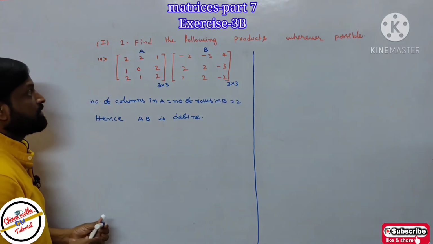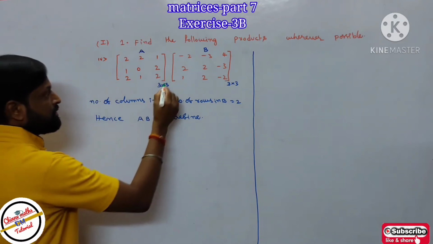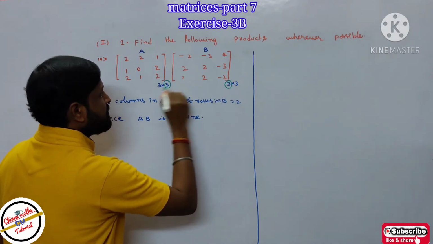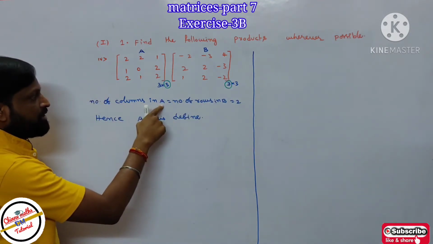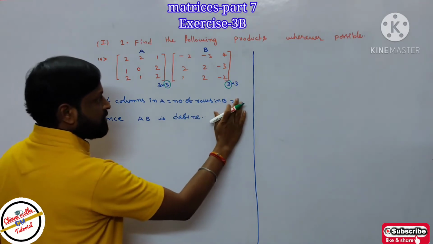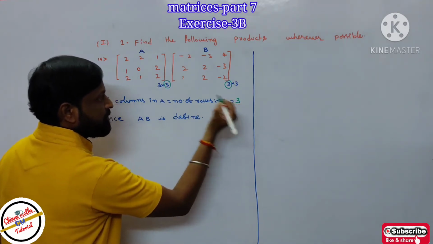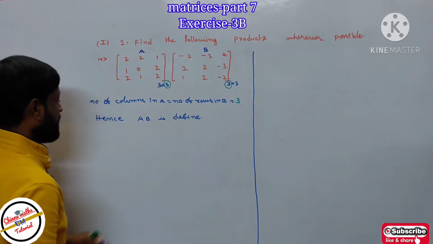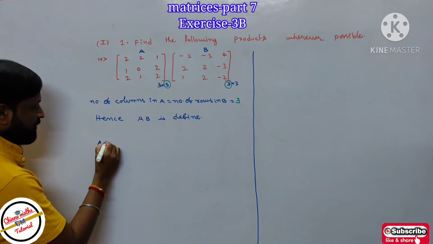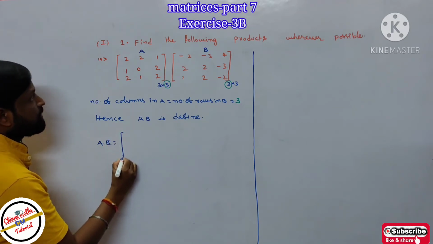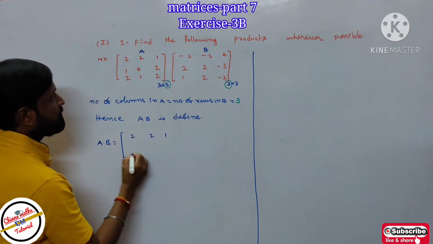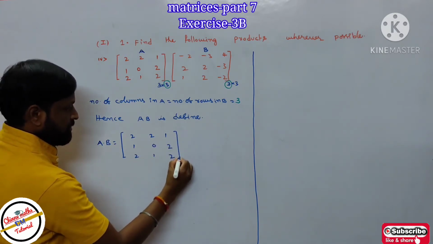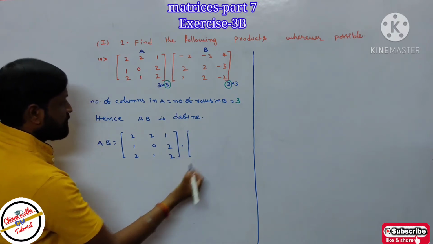What is the condition? The number of columns in matrix A equals the number of rows in matrix B, then equal. So the number of columns in A equals the number of rows in B, equal to 3. So then equal. So hence AB is defined. So write the product. The product of A into B equal to the matrix A multiplied by matrix B.